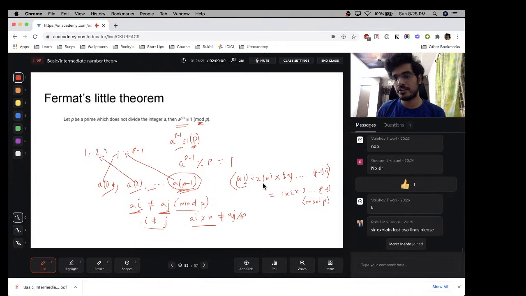Since the terms 1, 2, 3, and so on up to p minus 1 are common, we can cancel them out. We get a power p minus 1 equal to 1 mod p. Hence proved.